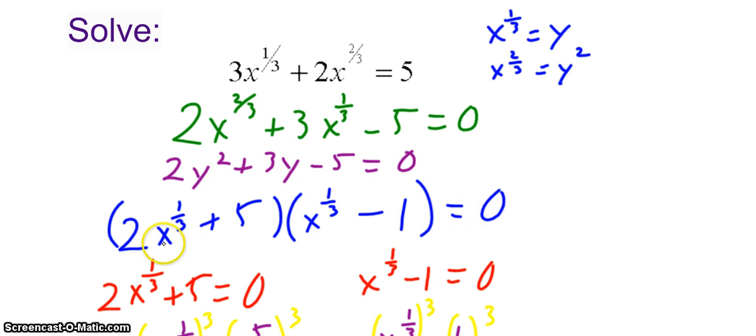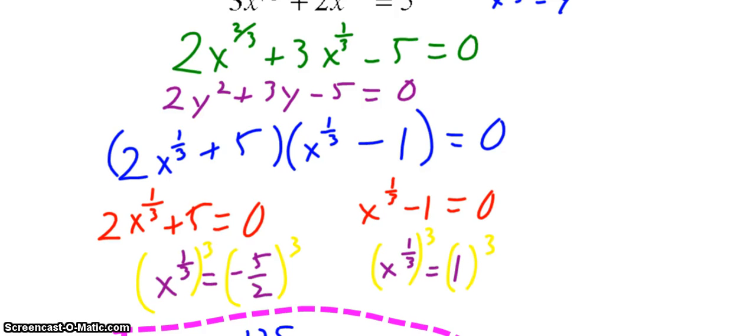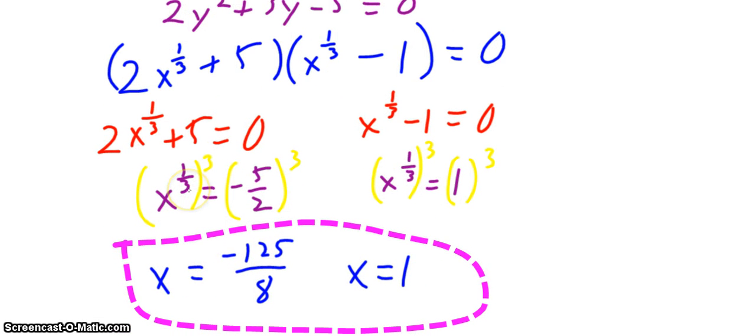Again, if you were doing the substitution, instead of x to the 1/3, those would both be y's. But after that, you would have substituted back in the x to the 1/3. So now I solve: add 1, subtract 5, divide by 2. And now I have to recognize, okay, what is an exponent of 1/3? Remember that the exponent of 1/3 is actually the cube root. So to get rid of that, I raise both sides to the 3rd power. Since it's an odd power, I do not have to worry about extraneous solutions. So I end up with negative 125 over 8 and 1.